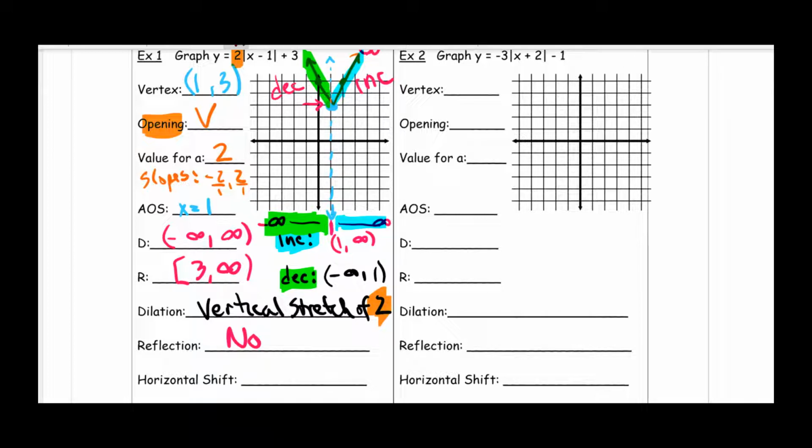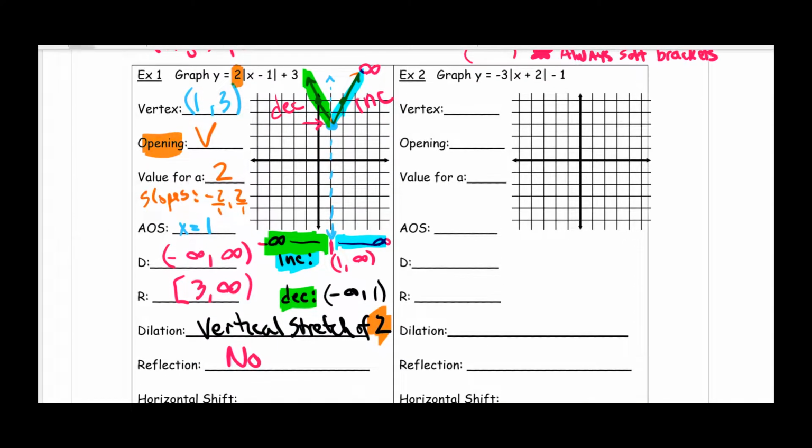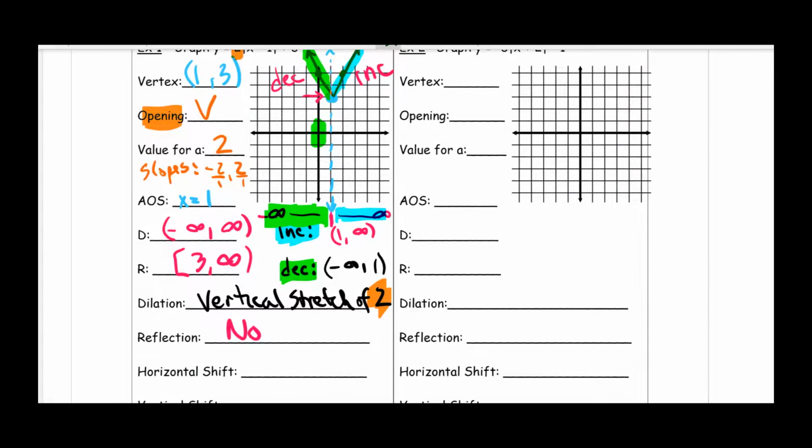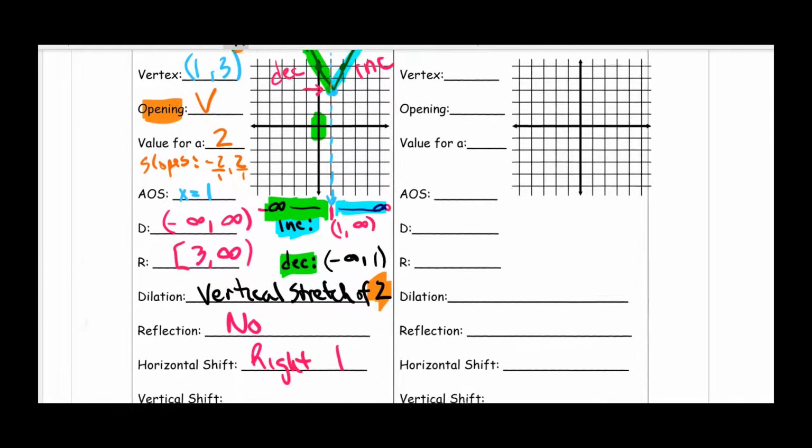Now, the horizontal shift, remember, that is going to look at the H value. Notice the parent function's vertex, I'm going to put a little dot right here, the vertex would be right there at the origin. And you look at the H value, the AOS, that value is 1 unit to the right. So the H value, that horizontal shift, we go right one. And then the vertical shift, that's the K value, and the K value is 3.